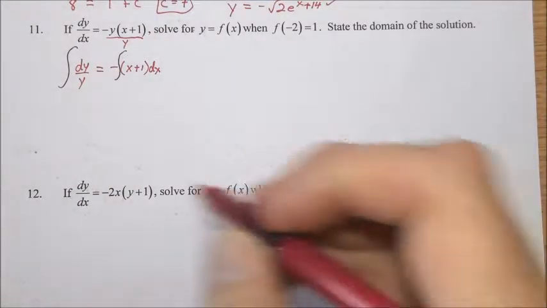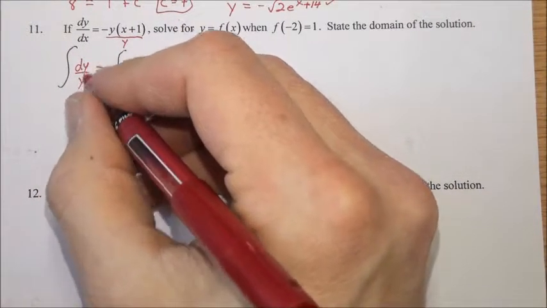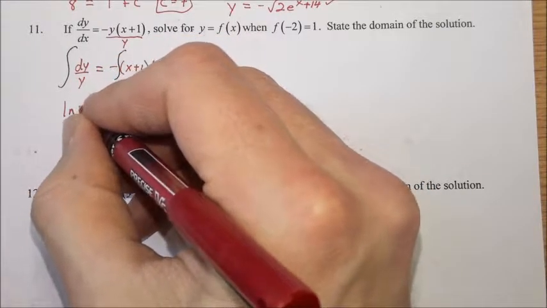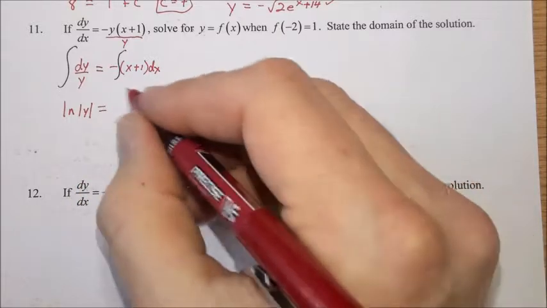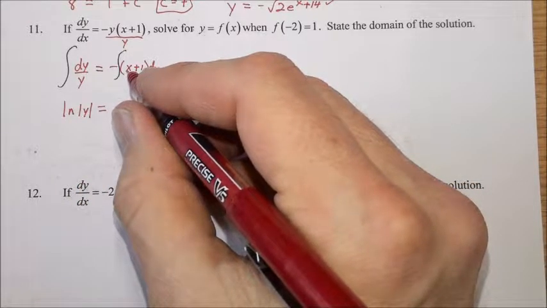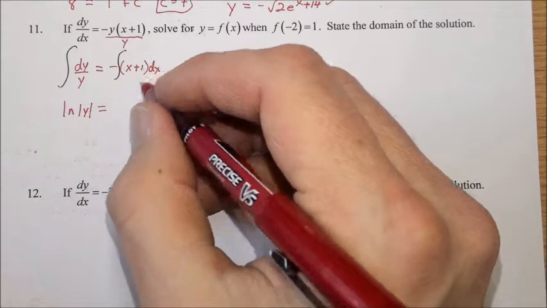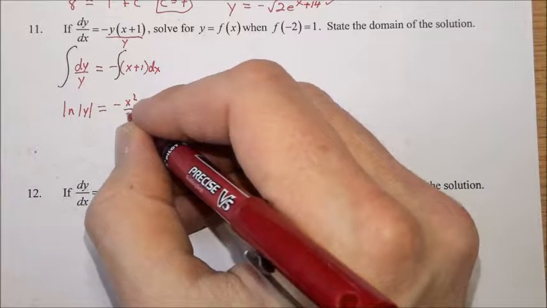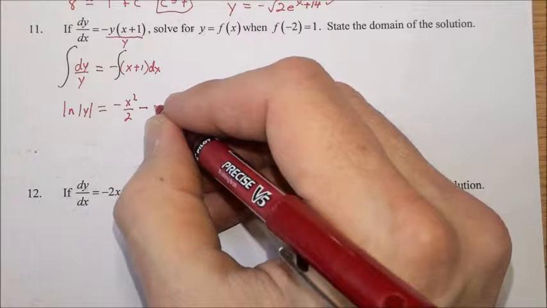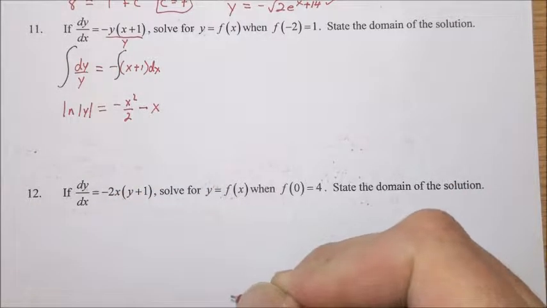Okay, so what do we have here? Well, dy over y, that's our trigger for the natural log of the absolute value of y. And then over here, we have x squared over 2 plus x. And we're going to negate it, so we'll have the opposite of x squared over 2 minus x. All right, step 2 is done.